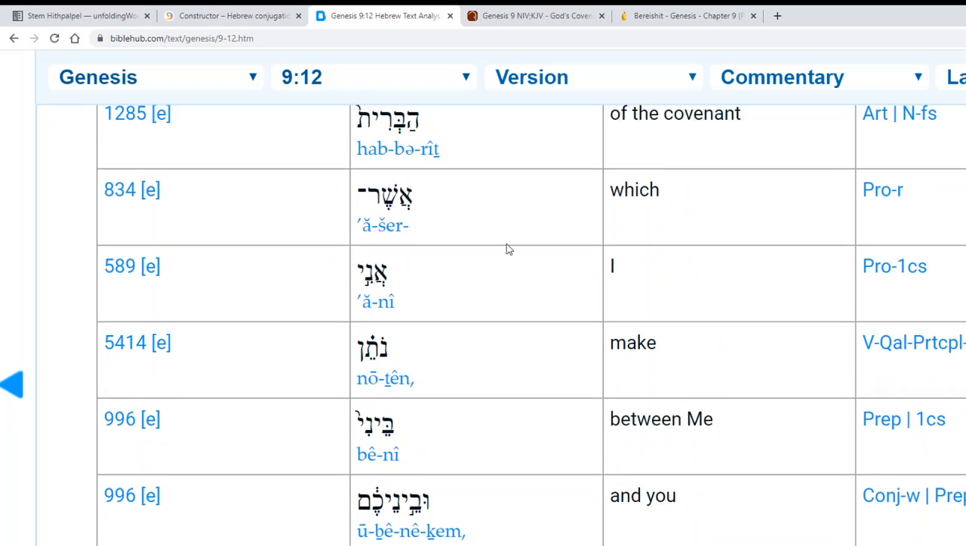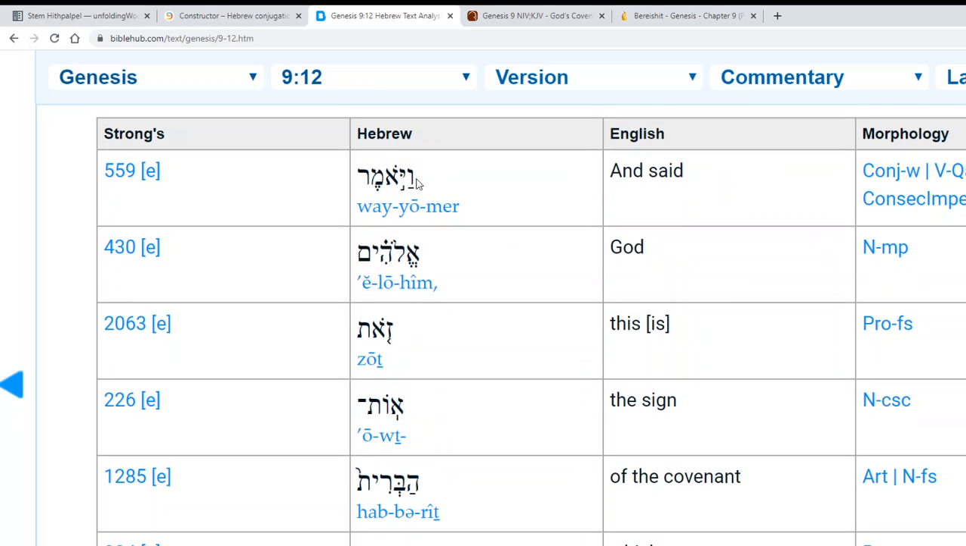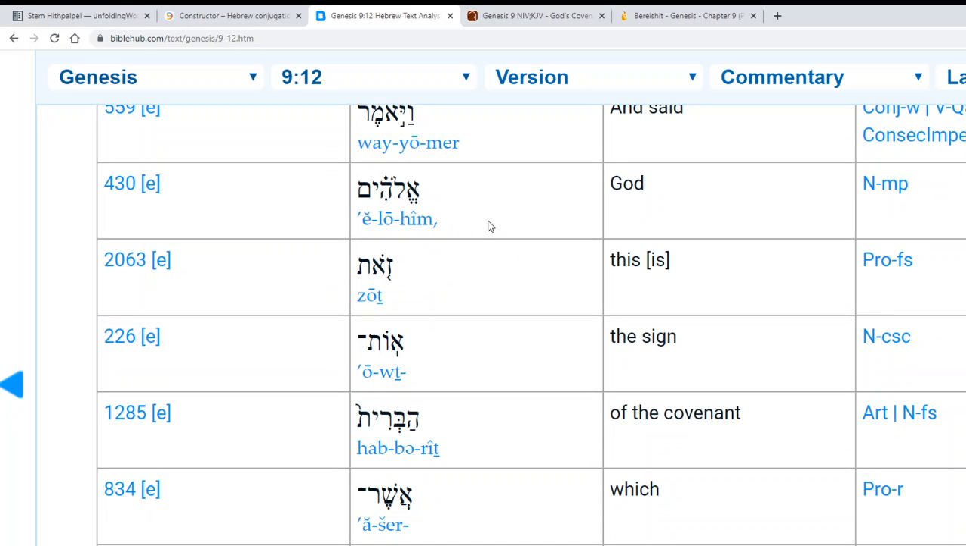Interesting. Okay. So, conjunctive vav, the yud tells you it's an imperfect. Amar is the root, the verb to say, aleph mem resh. Elokim is the name. Zot is written a little bit strangely here. This is the pronoun, feminine singular. It's written chaser. Usually zot, I believe, does have a vav there.